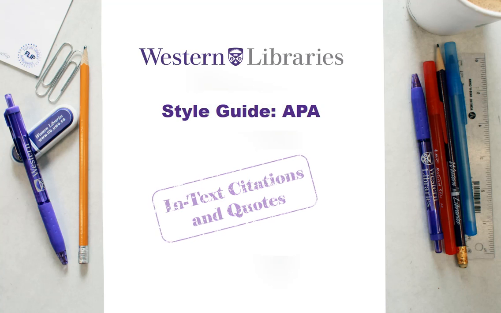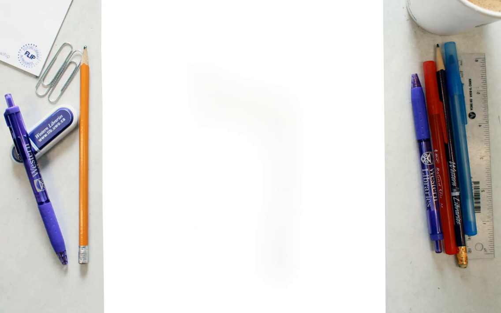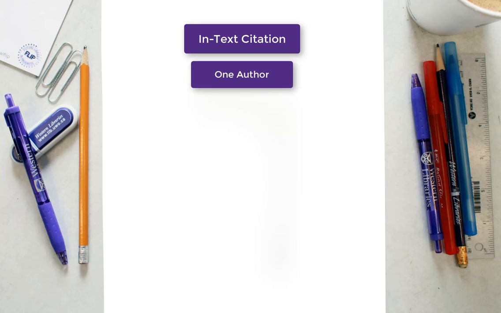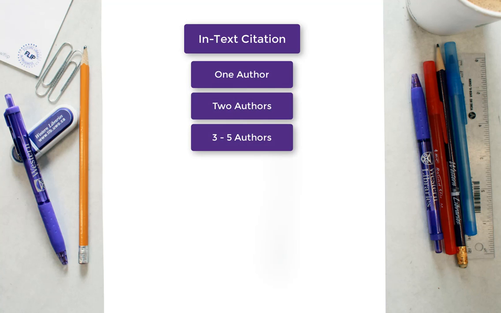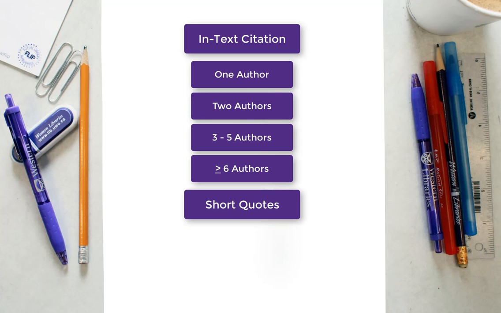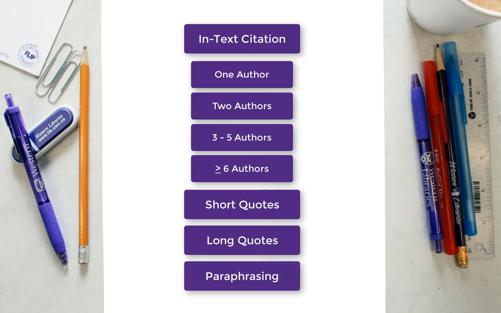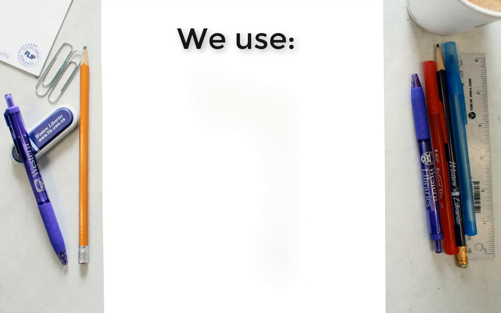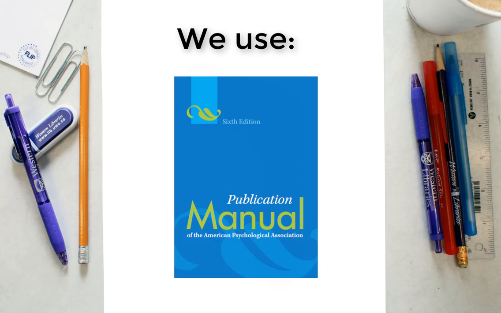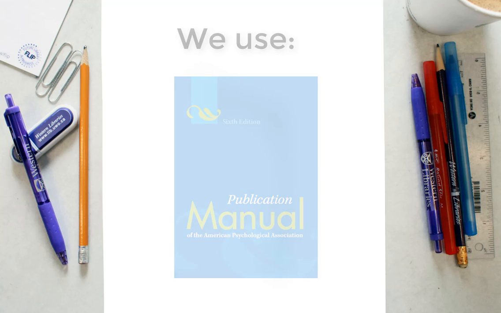In this video, we will go over requirements for the body of your APA paper, including general in-text citation format such as one author, two authors, 3 to 5 authors, 6 or more authors, short quotes, long quotes, and paraphrasing. Please note, all information mentioned is based on the 6th edition of the APA Style Guide.